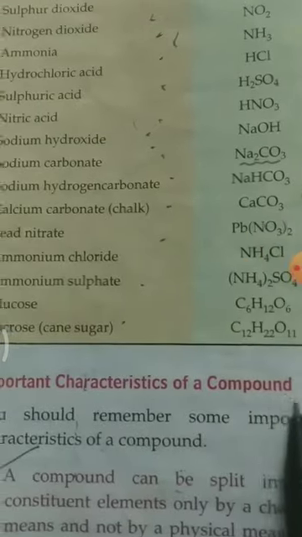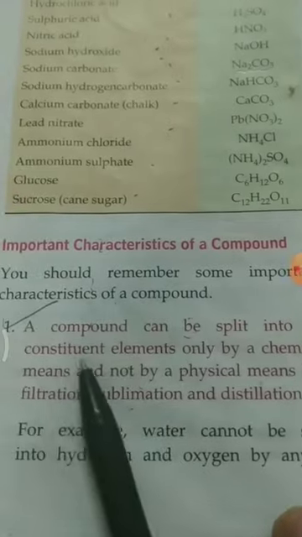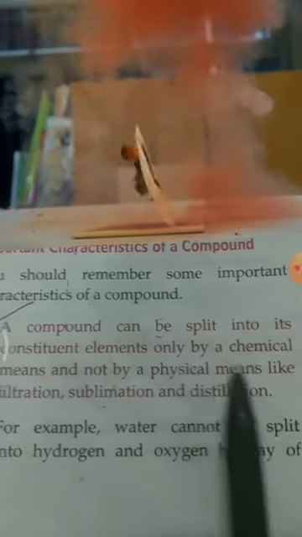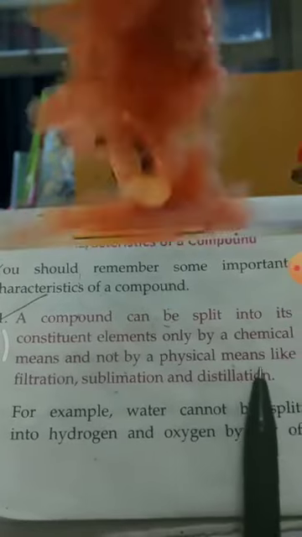Important characteristics of a compound. A compound can be split into its constituent elements only by chemical means, not by physical means like filtration, sublimation and distillation. Example they have given of water, and already we discussed electrolysis of water, in which water splits into hydrogen and oxygen by chemical means, not by physical means.